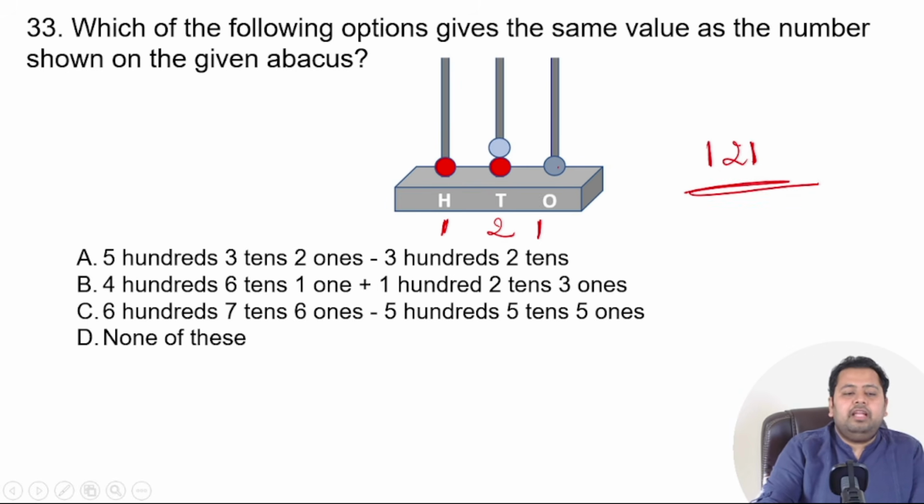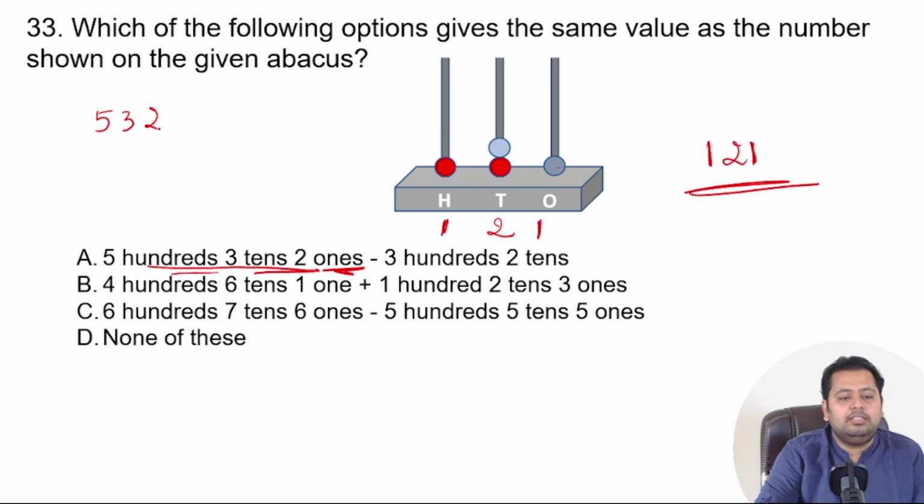Now go to the options and find out what the individual options talk about, and whichever option gives the answer 121, that is the correct option. Now the first option says 500, 3 tens and 2 ones, which is nothing but 532 as a number, minus 302 tens.